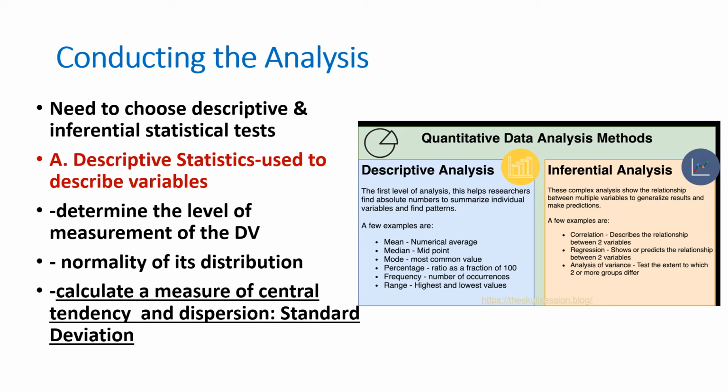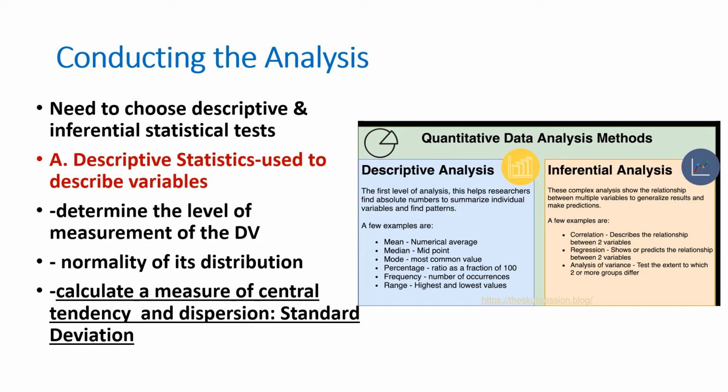So let's talk about descriptive statistics. If you look in your Yellow Book, you will see the analysis heading, and then you'll also see a subheading of descriptive statistics, and it's listed there in your check sheet to put down a subtitle called descriptive statistics. This is where you're going to look at measures of central tendency and dispersion like standard deviation. You're going to determine the level of measurement for the dependent variable, okay? And you're going to want to look at the normality of the distribution.